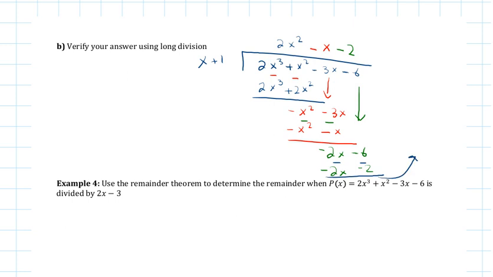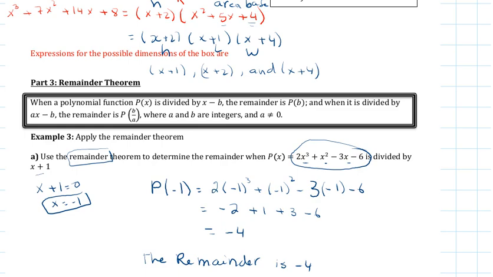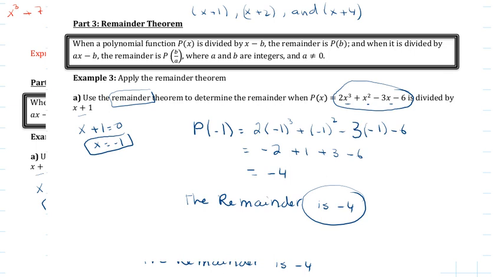And if I do the subtraction, I'm just going to write it here. So negative 2x minus negative 2x, that's 0. Negative 6, take away negative 2, that's a negative 4. So the remainder is negative 4.